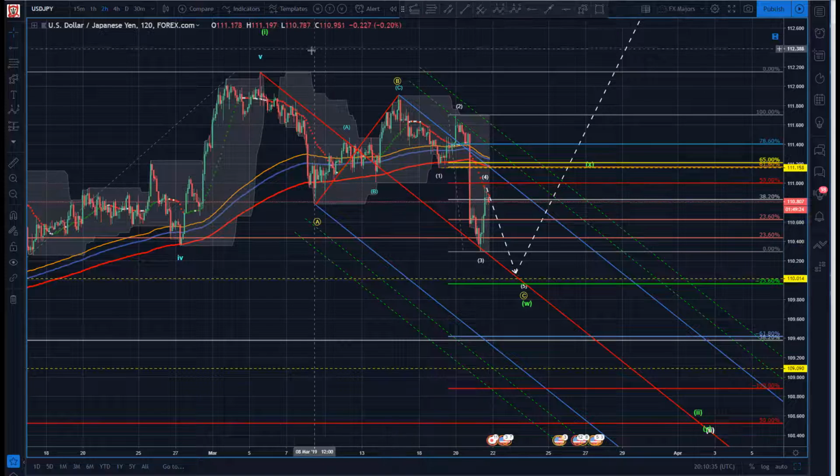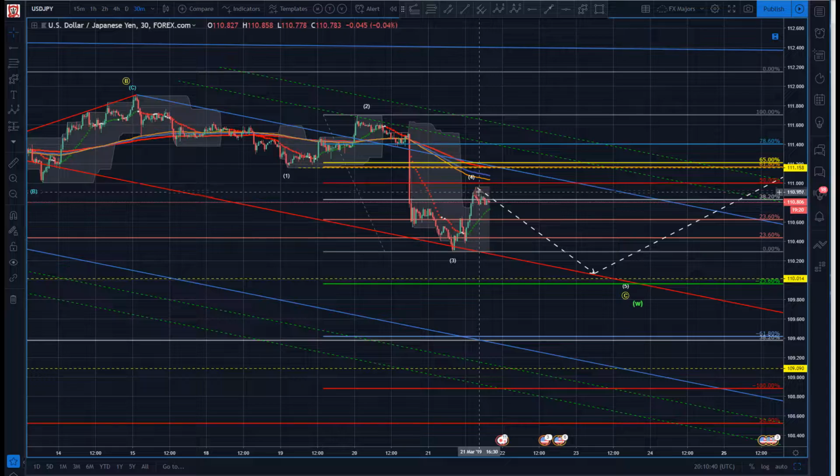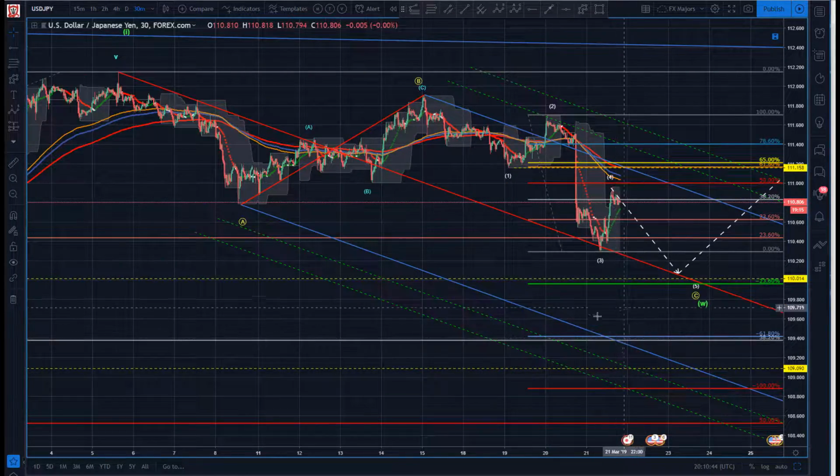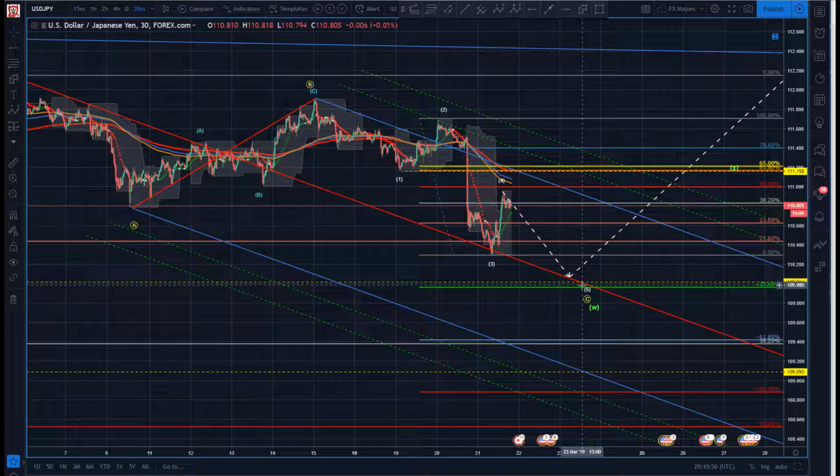Let's go 30 minute. You've got that little ABC. So if I were going to put a trade on here, I'm not sure that I won't, but this down to this target, if we get the target, we break the pivot, we've got our diagonal.